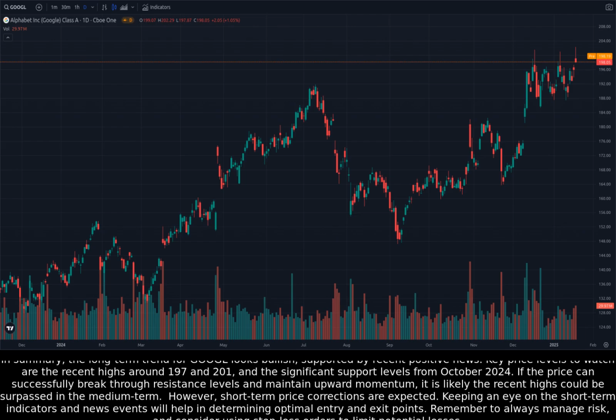However, short-term price corrections are expected. Keeping an eye on the short-term indicators and news events will help in determining optimal entry and exit points. Remember to always manage risk and consider using stop-loss orders to limit potential losses.